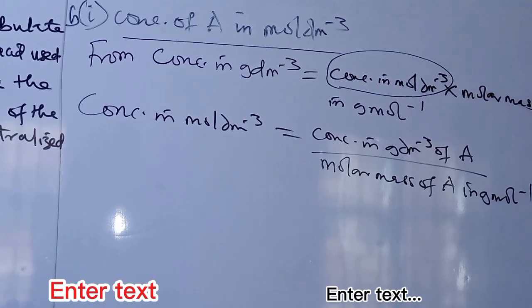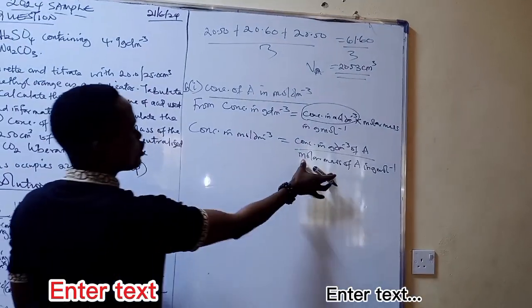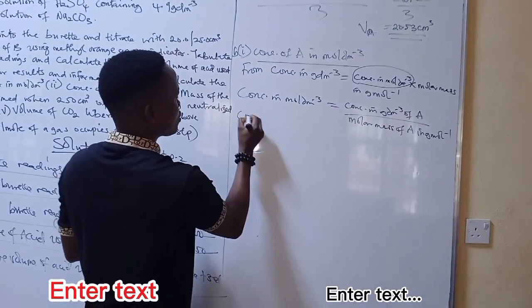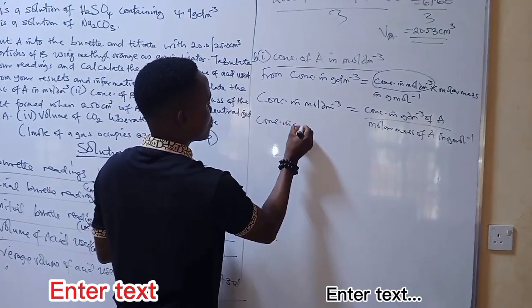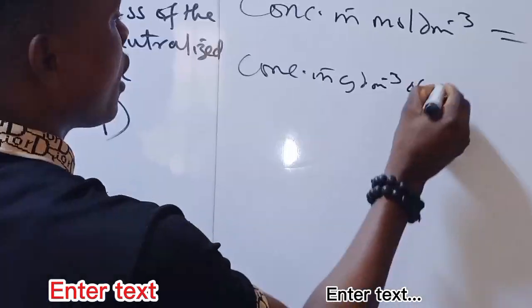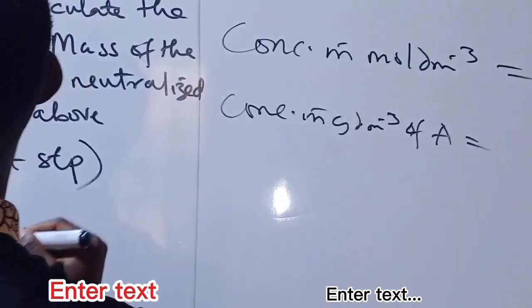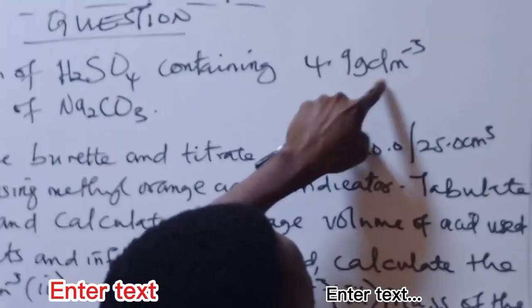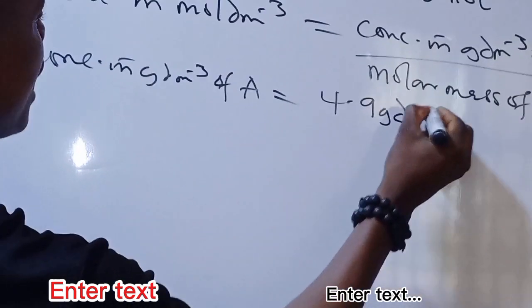Now, that's the first thing we need to do. Then, having gotten this, we will now find our concentration in grams per dm cube. Concentration in grams per dm cube of A is equal to this. In the question, it is given that A is a solution of H2SO4 containing 4.9 grams per dm cube. So this is equal to 4.9 grams per dm cube.